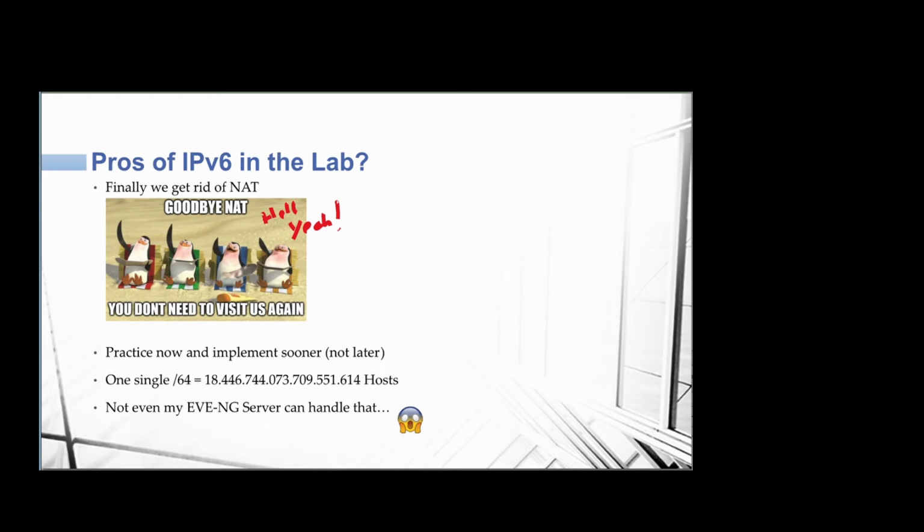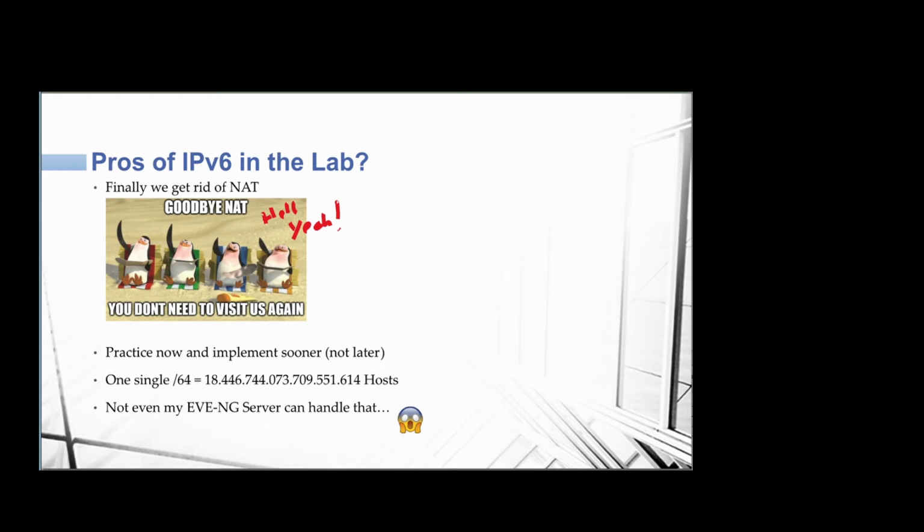Give me that reason alone, and I will happily deploy IPv6, because usually NAT is a protocol breaker, right? A lot of folks tell me NAT is for security purposes, but no, NAT is not security. So the thing that I want to tell you is practice it now in the lab, implement it sooner, not later.